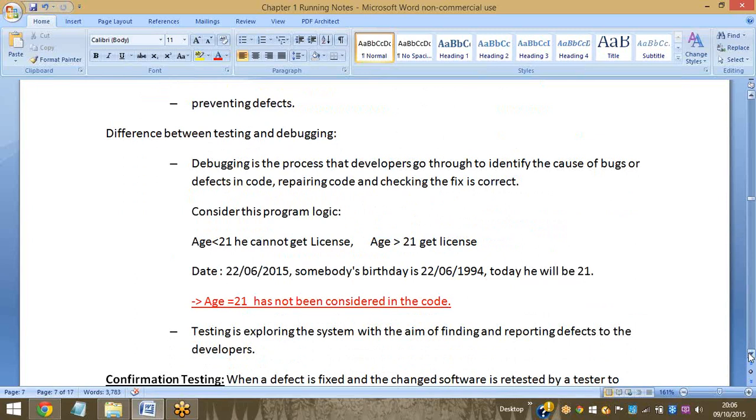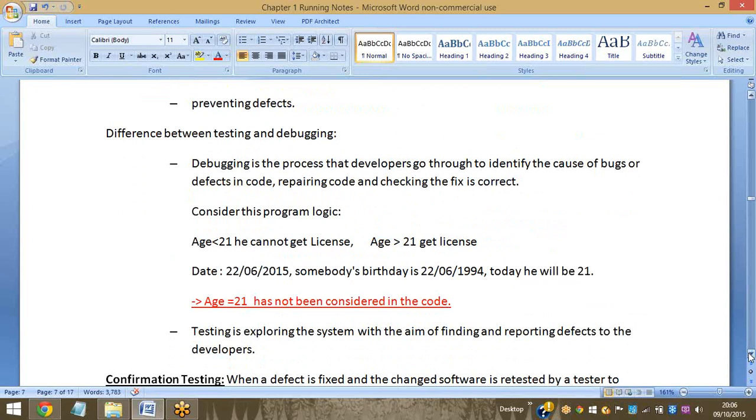But we are talking about defects that are logged during system testing and user acceptance testing. Whenever a defect is found and logged in a system, the developer will go and look at his program. He will go through the lines of code where the defect is occurring.